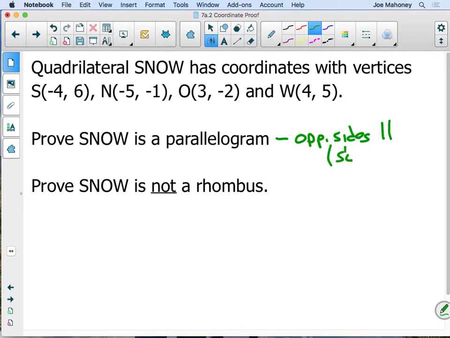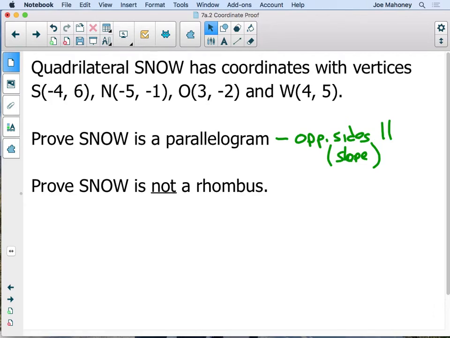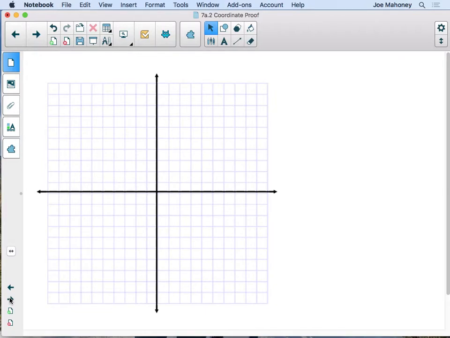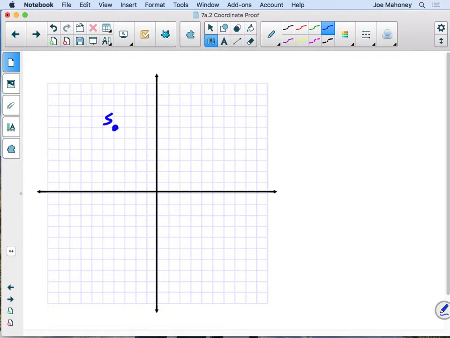So we want to show some slopes. Just like before, we're going to do the slope of all 4 sides. Let's plot this figure first, and then we'll do some slopes. S is at the point (-4, 6). N is at the point (-5, -1). O is at the point (3, -2). And W is at the point (4, 5).